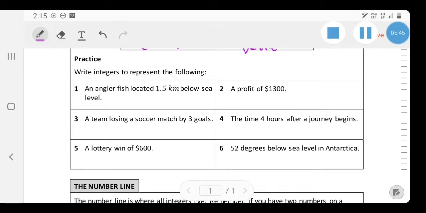Okay, an anglerfish, well, you might have to explain what an anglerfish is. They're called lophiforms.